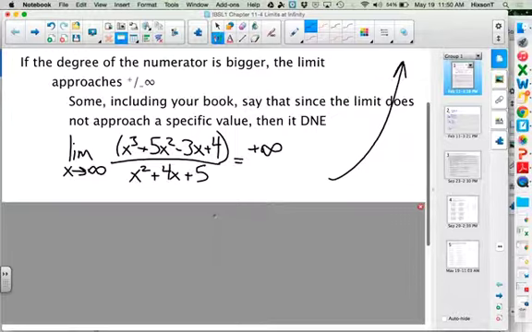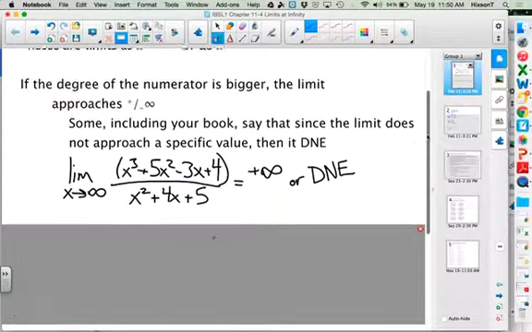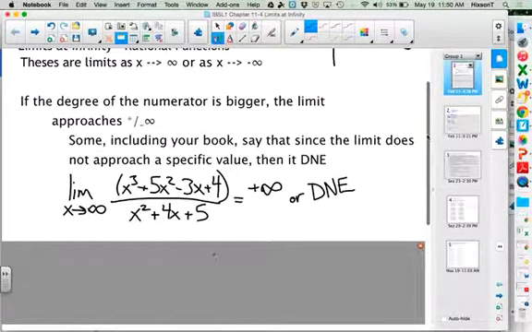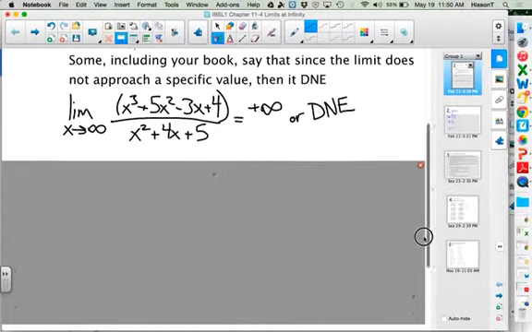Quickly, we approach positive infinity. And like we said before, we could also say that the limit does not exist. In fact, the book will say the limit does not exist because infinity is not actually a value, and in technical terms, a limit has to approach a value. So that's one rule: if the degree in the numerator is bigger, then the limit approaches positive or negative infinity.